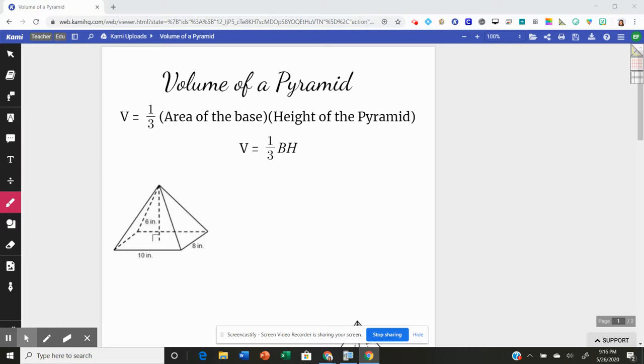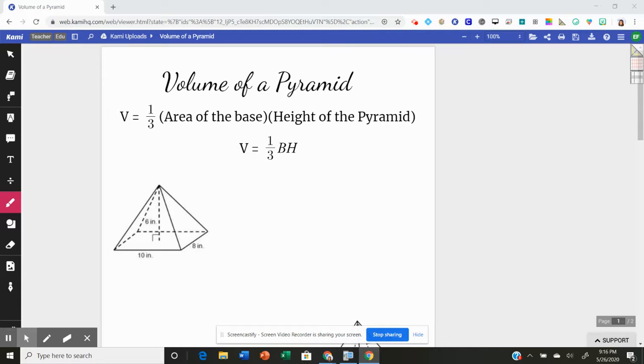Hello everyone. Today's video is about finding the volume of a pyramid. Depending on who you're talking to, the volume formula changes just slightly. But really what you're doing is finding 1/3 of the area of the base times the height of the pyramid. So it's written as V equals 1/3 capital B times capital H.